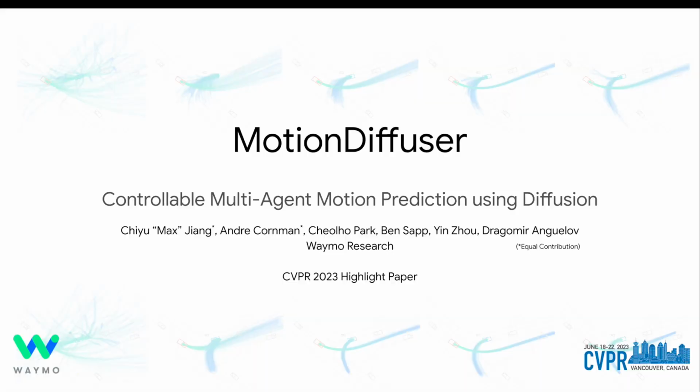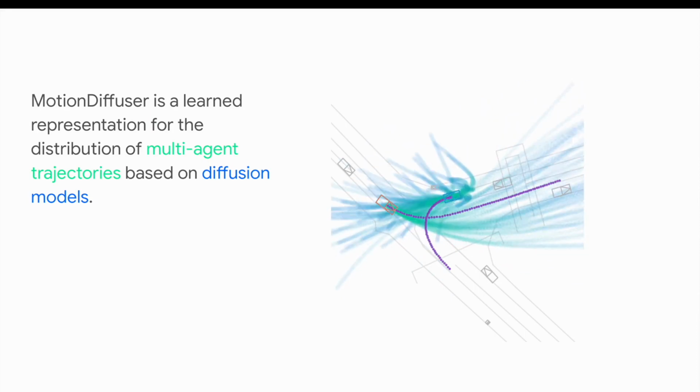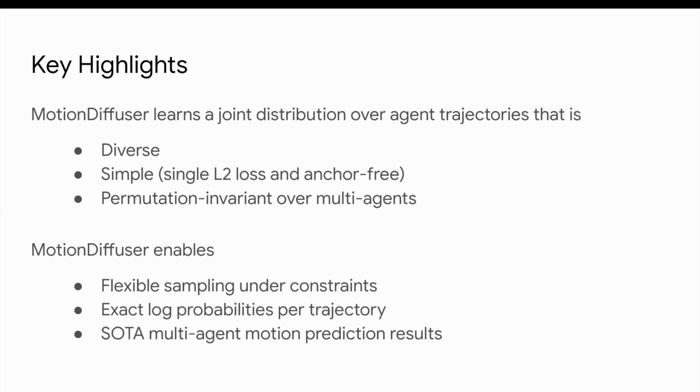We present Motion Diffuser, a learned representation for controllable multi-agent motion prediction using denoising diffusion models. Our model sequentially evolves a set of random samples into a diverse and multimodal joint distribution over future outcomes. Motion Diffuser learns a distribution over agent trajectories that is diverse, simple, requiring a single L2 loss, and permutation invariant over multiple agents. Motion Diffuser enables sampling under constraints, such as enforcing rules and physical priors, or creating tailored simulation scenarios. Motion Diffuser also enables computation of the exact log probabilities per trajectory. Finally, we achieve state-of-the-art results for multi-agent motion prediction.